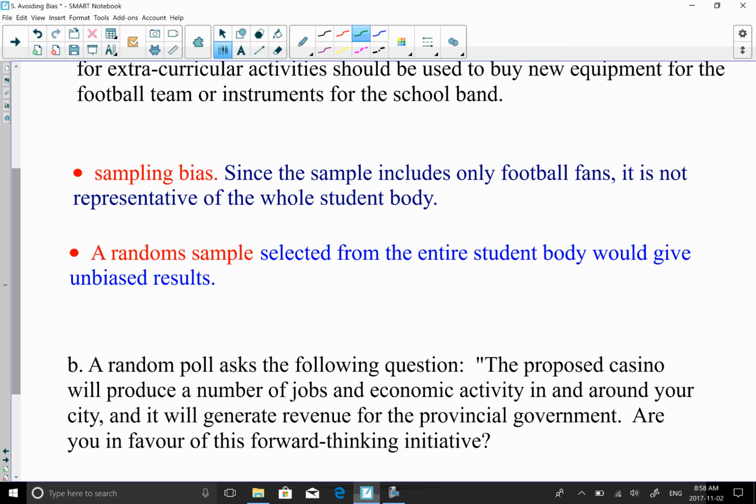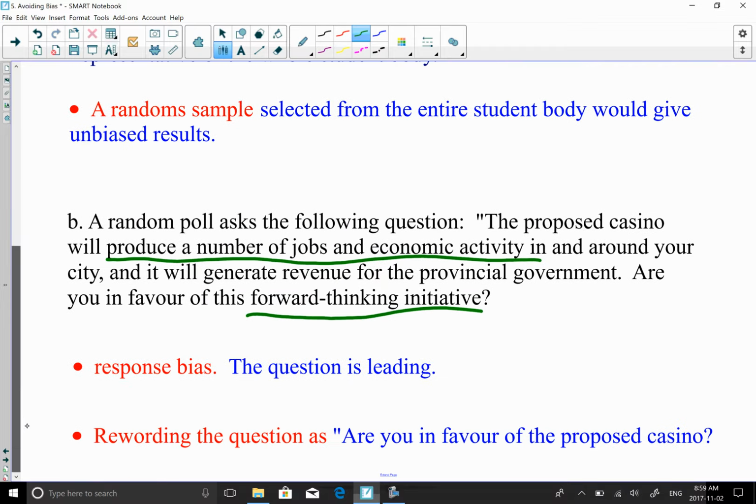That is response bias. So they're influencing you, like they're giving you facts about how great this is. It will produce jobs. And they're asking you, are you in favor of this forward-thinking initiative? They're trying to boost it up so that you answer the way they want you to and say yes, of course. Right? Okay. So the question is leading.